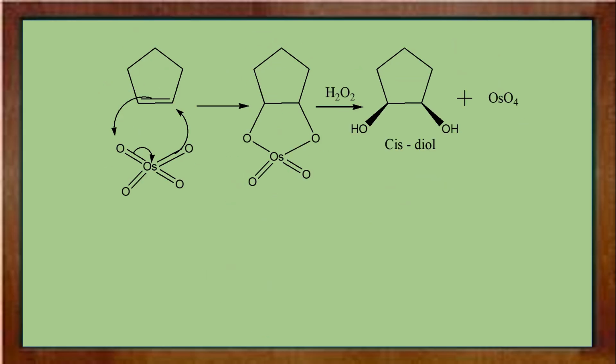As we have seen with alkaline KMnO4, osmium tetroxide also reacts with alkene, forming a cyclic osmate ester, and it reacts with the aqueous solution of hydrogen peroxide to form the cis diol, as in the case of alkaline KMnO4. The osmium tetroxide catalyst is being regenerated completely in this reaction.